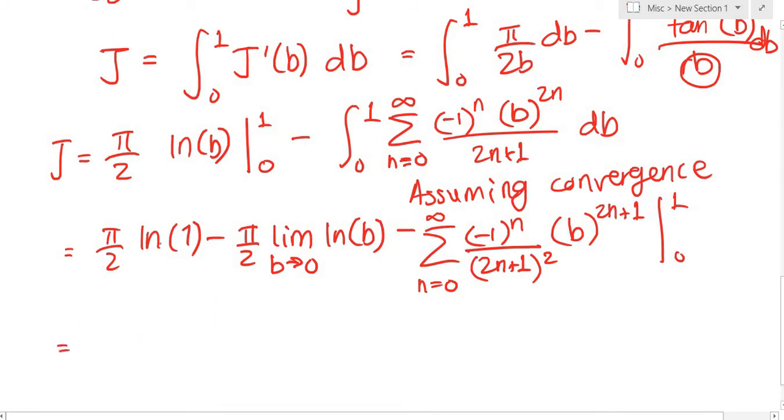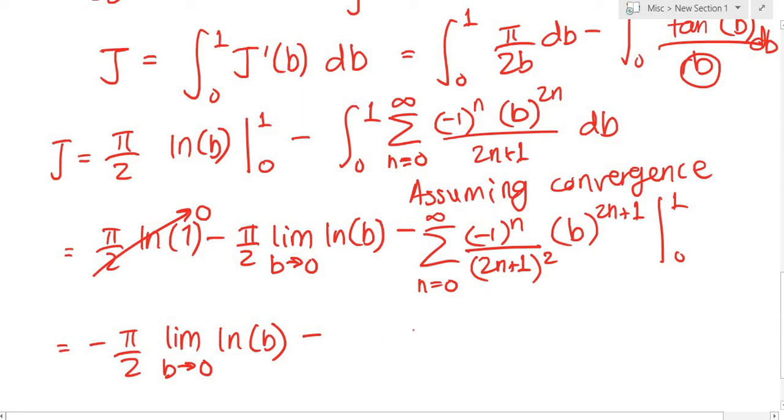Now notice that the natural log of 1 is 0. And notice here that when you plug in 0, we have the natural log of 0, which is negative infinity. So we have minus pi over 2 times the limit as b approaches 0 of the natural log of b, minus, now time to plug in the upper and lower bound.